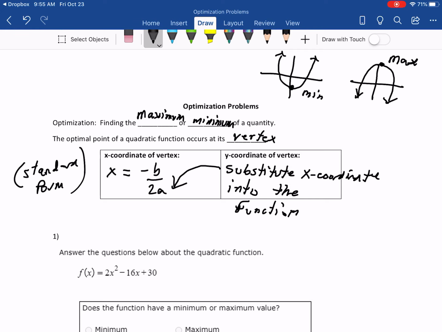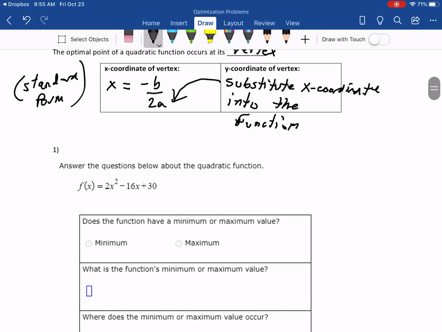Let's take a look at a question. Number one, answer the following questions about the quadratic function f of x equals 2x squared minus 16x plus 30. And of course, f of x is the same thing as y equals. So, does the function have a minimum or maximum value? Well, this is essentially asking, does the graph smile or frown? The leading coefficient is positive, so it's going to look something like that. So, at its optimal point, we're at a minimum. So, it's got a minimum.